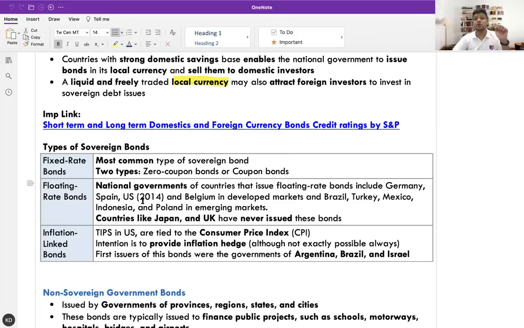Germany, Spain, the US issued its first floating rate security in 2014. Can you believe that before 2014, the US government never issued floating rate bonds? They did that first in 2014. Belgium, and in developed markets, Brazil, Turkey, Mexico, have all issued floating rate securities. However, there are some large economies like Japan and the UK that have never issued floating rate bonds. So very few countries issue these bonds. Which bonds? Floating rate bonds. And even if they issue, they don't issue them regularly.